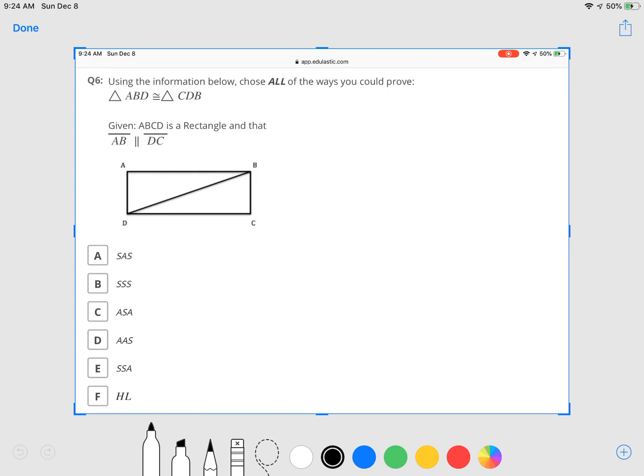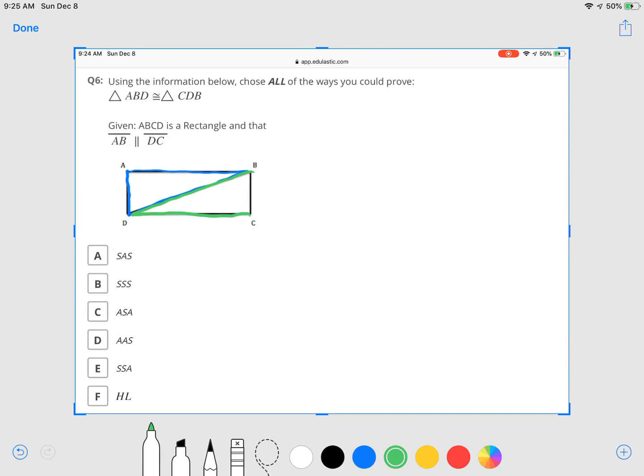Number 6 says, using the information below, choose all of the ways you could prove that triangle ABD is congruent to triangle CDB. So ABD is right here, and CDB is this triangle right here. And it says, given that ABCD is a rectangle and that AB is parallel to DC.